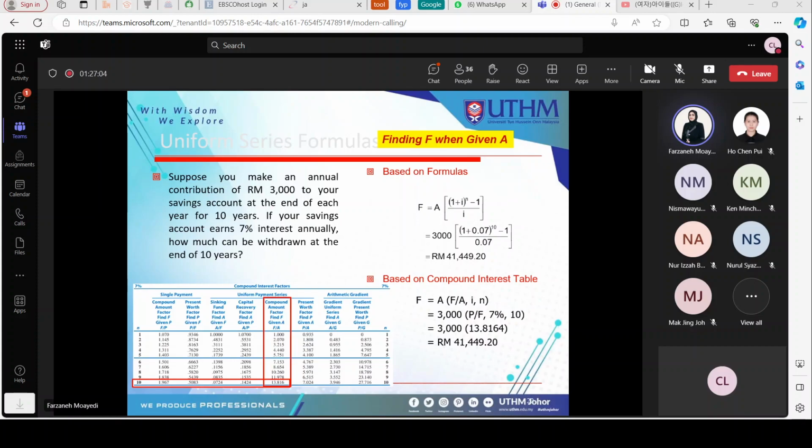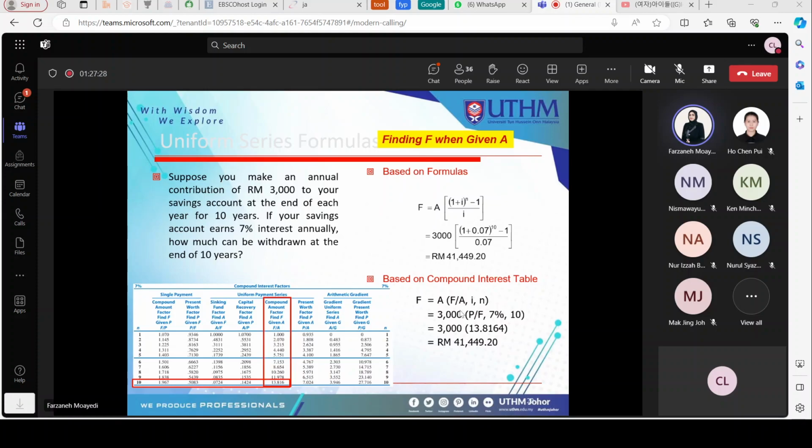This is wrong. Okay, correct this. For those who are here and can hear me, this is wrong. This is not P/F. This should be A/F. Sorry, this should be F/A. This is wrong. This is correct. This is wrong. Correct this one. I just noticed it right now.